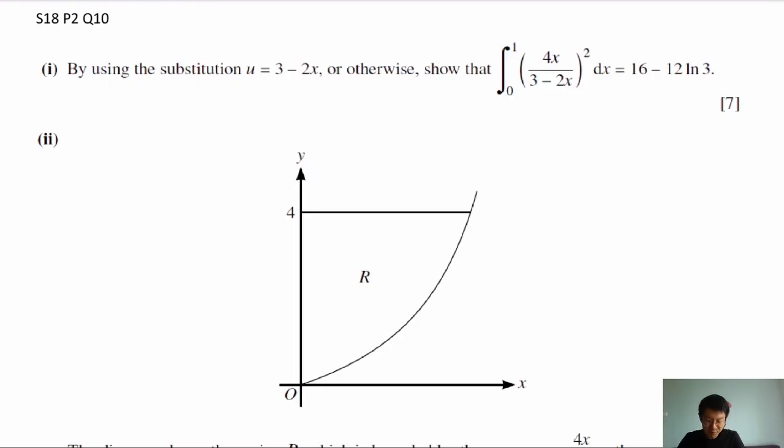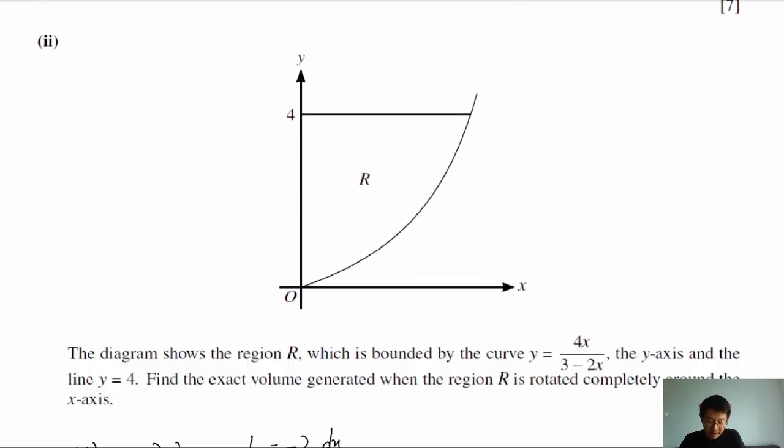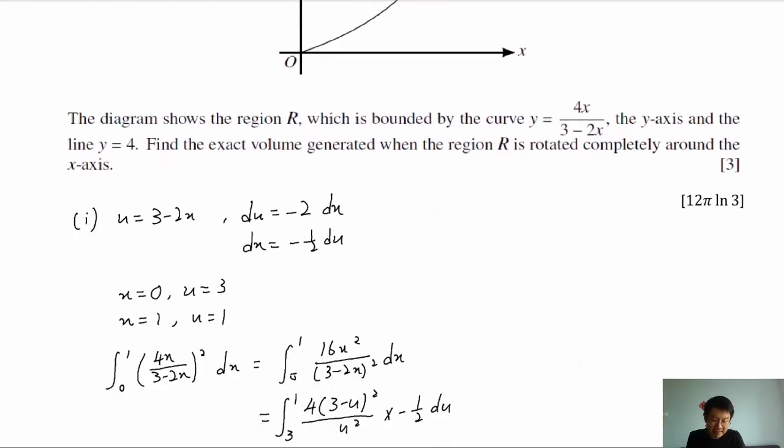Next one. By using the substitution u equals 3 minus 2x, or otherwise, show that this integral is equal to this number. It's a 7 marks question. The u is already given as 3 minus 2x, and it's a substitution, so we differentiate u to get du/dx. So du/dx is negative 2, and if we rearrange a little bit, dx is negative half du.